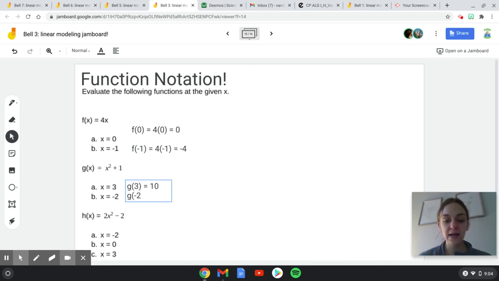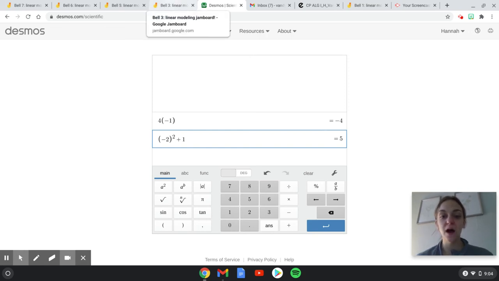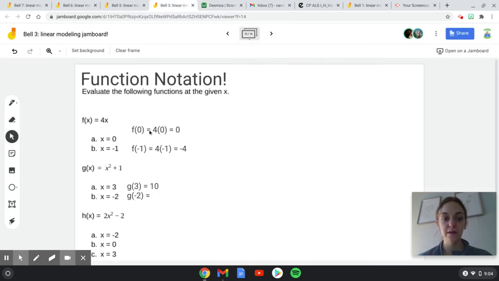And now my problem's asking me to find g of negative 2, or it's asking me to evaluate when x equals negative 2. So coming back to my equation, instead of a 3, I'm just going to change this to negative 2. And that gives me my answer of 5.